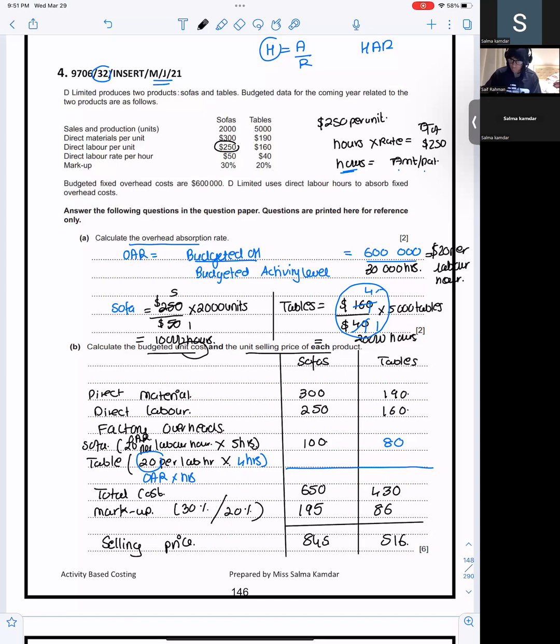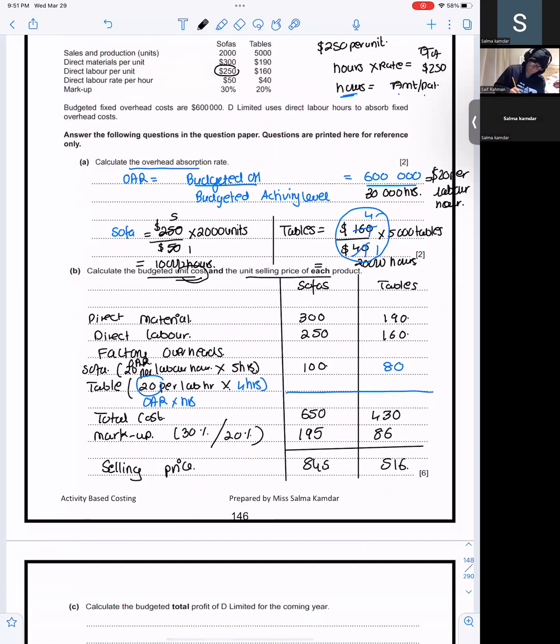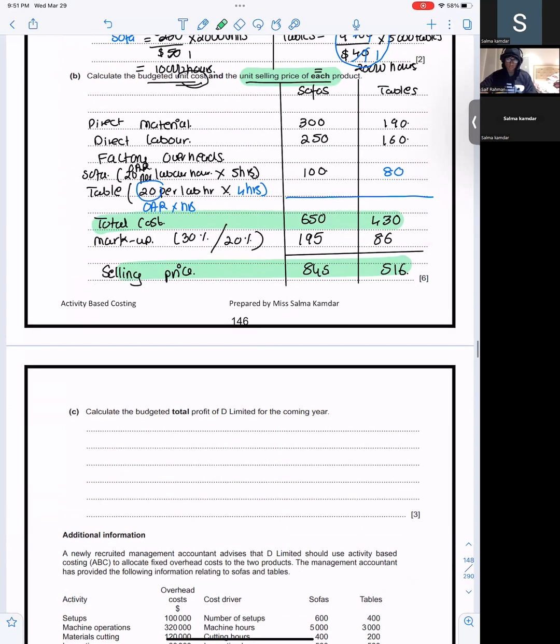So they wanted the unit cost. We got the unit cost. They wanted the unit selling price. We got the unit selling price. Now they want the budgeted total profit of D Limited for the coming years.